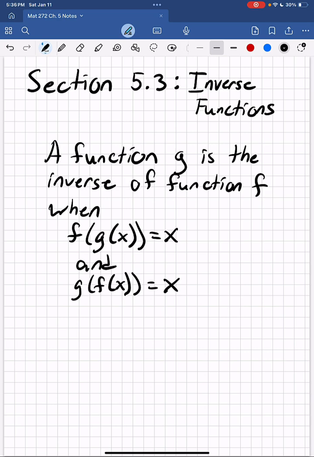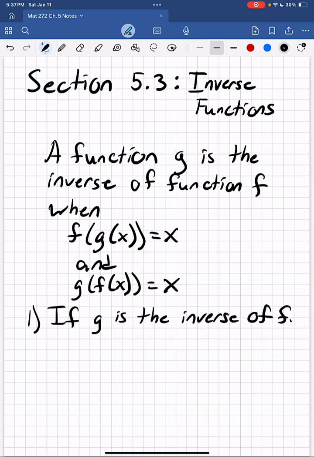Okay. All right. Now we have a couple important notes here. If g is the inverse of f, then f is also the inverse of g. Okay. So the relationship does go both ways here on f and g.